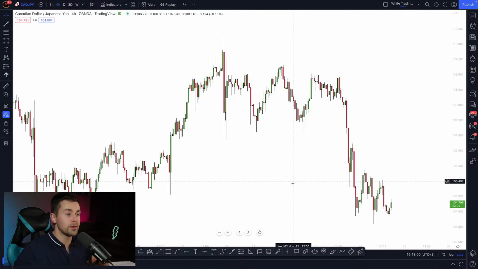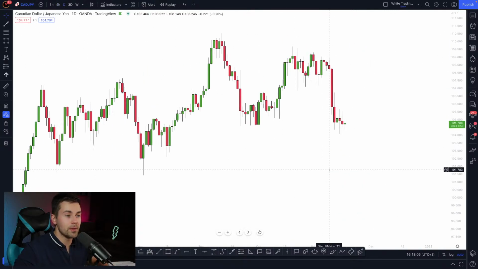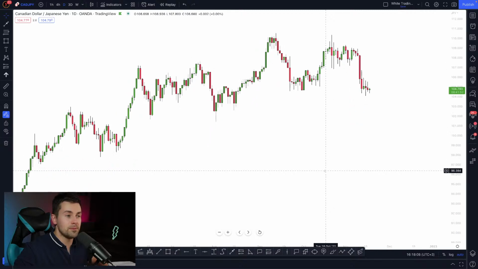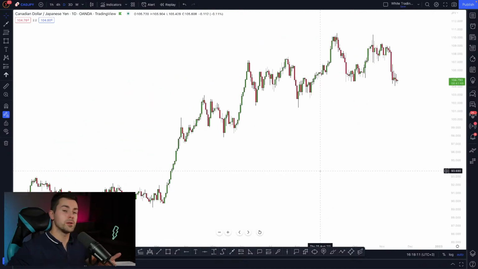So on CAD-JPY, let me show you what was the logic behind the trade that we took and how exactly we analyzed the period here. We always start our analysis with the higher time frame. Almost 80% of the time we start the analysis from a daily. Occasionally we also start from a weekly, but the daily time frame is our main time frame.